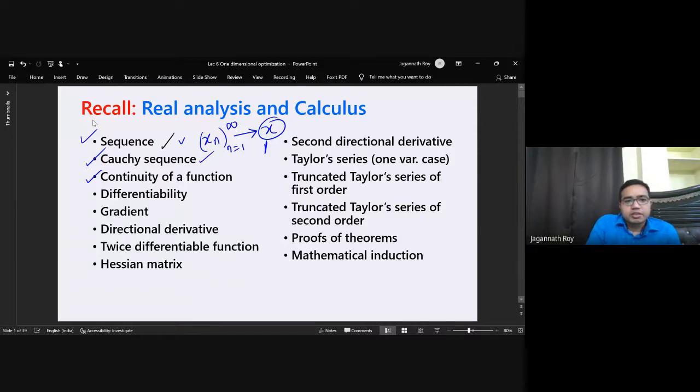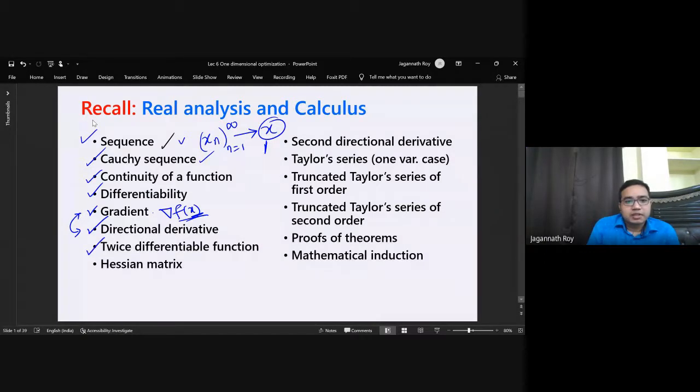So for differentiability, that we have discussed already, and for the multivariable case, we will take the partial derivatives and we will take the gradient vector. So this is the gradient vector at a point x that we will define. And we have also seen the directional derivative. What does it mean? So gradient and directional derivative are very closely related to each other.